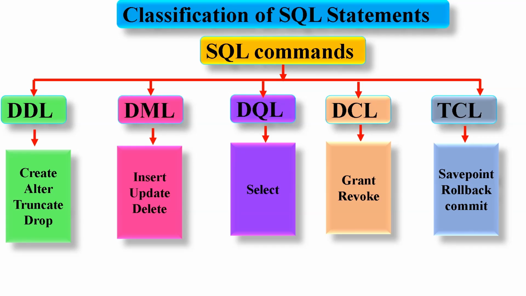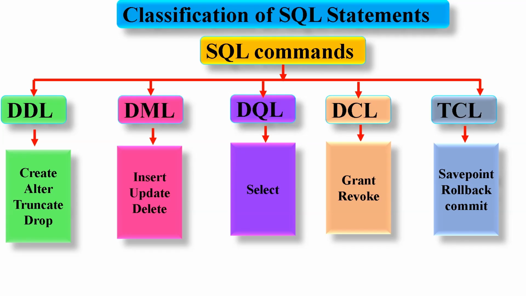Next is DQL. Data Query Language. DQL is used for querying or retrieving data from a database. It primarily consists of the select statement, which allows you to retrieve specific data from one or more database tables based on specified criteria. Next is DCL. Data Control Language. DCL is responsible for controlling access to data within a database. It includes commands like grant and revoke, which manage permissions and access rights for users and roles.